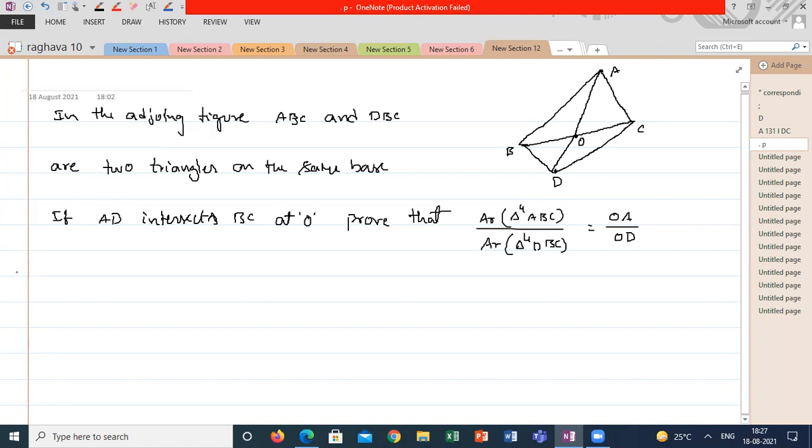Yeah, I'm giving 5 minutes time to solve this question, guys. Please proceed. This is a textbook question only. Please, how to bring the relation between ABC and DBC with the help of OA and OD?